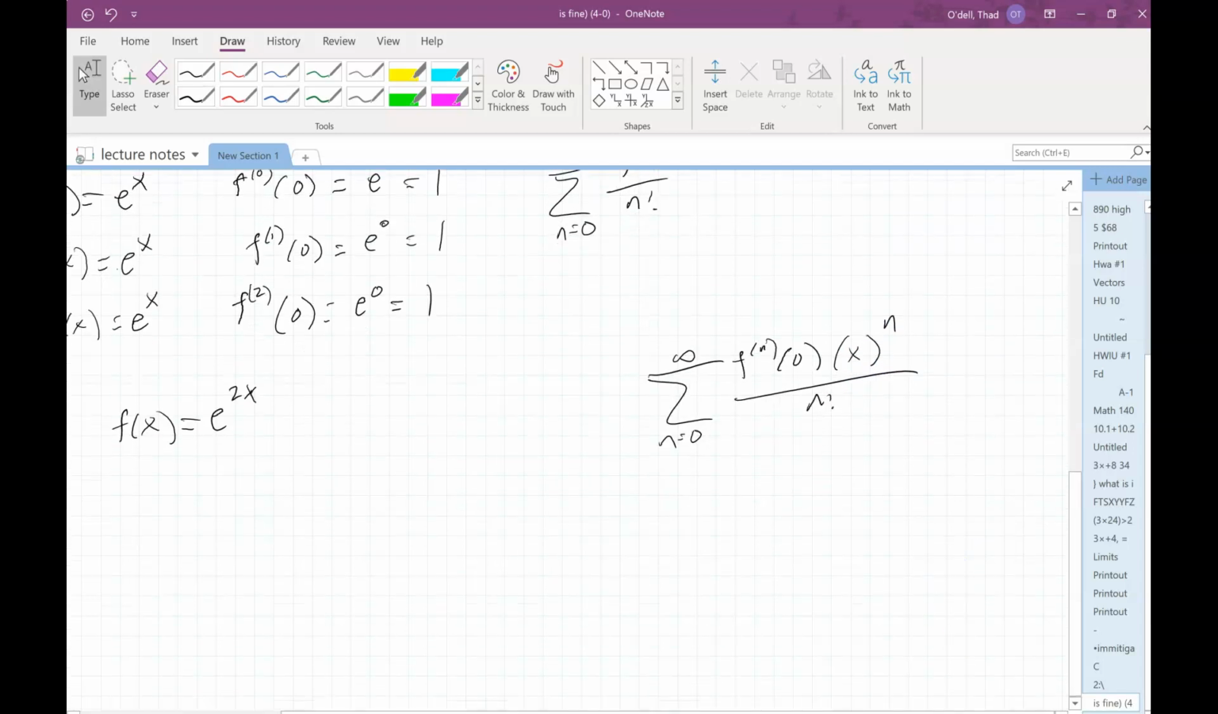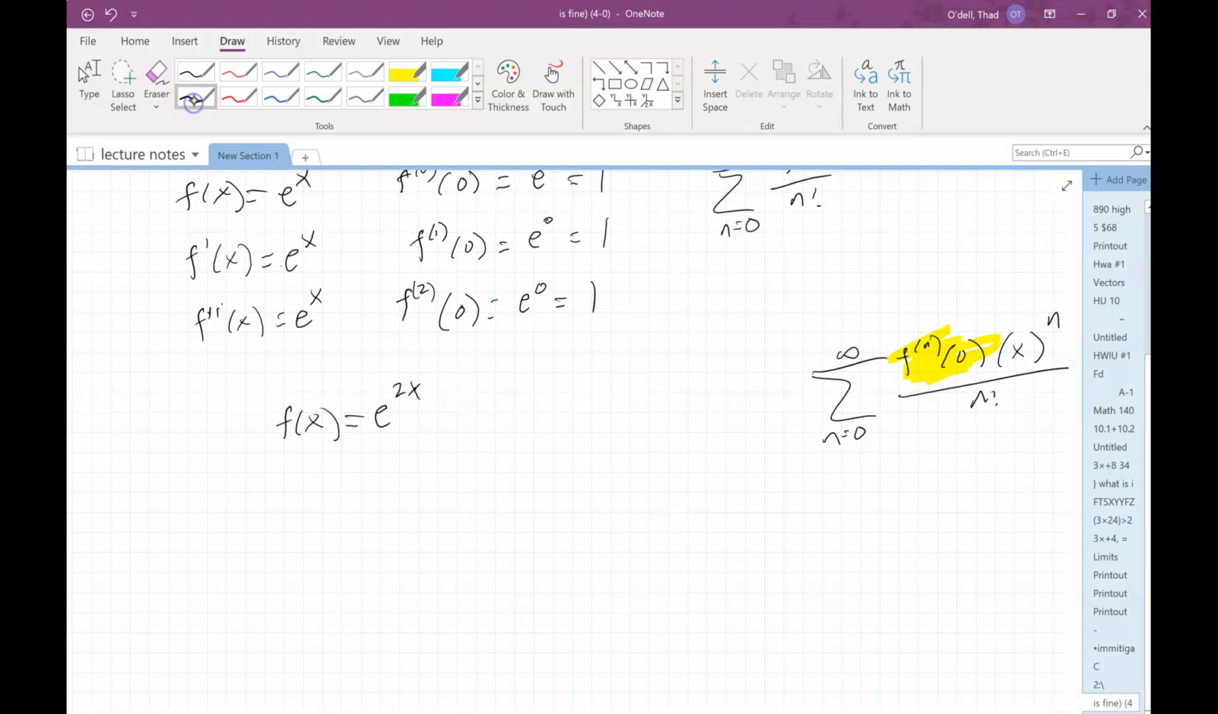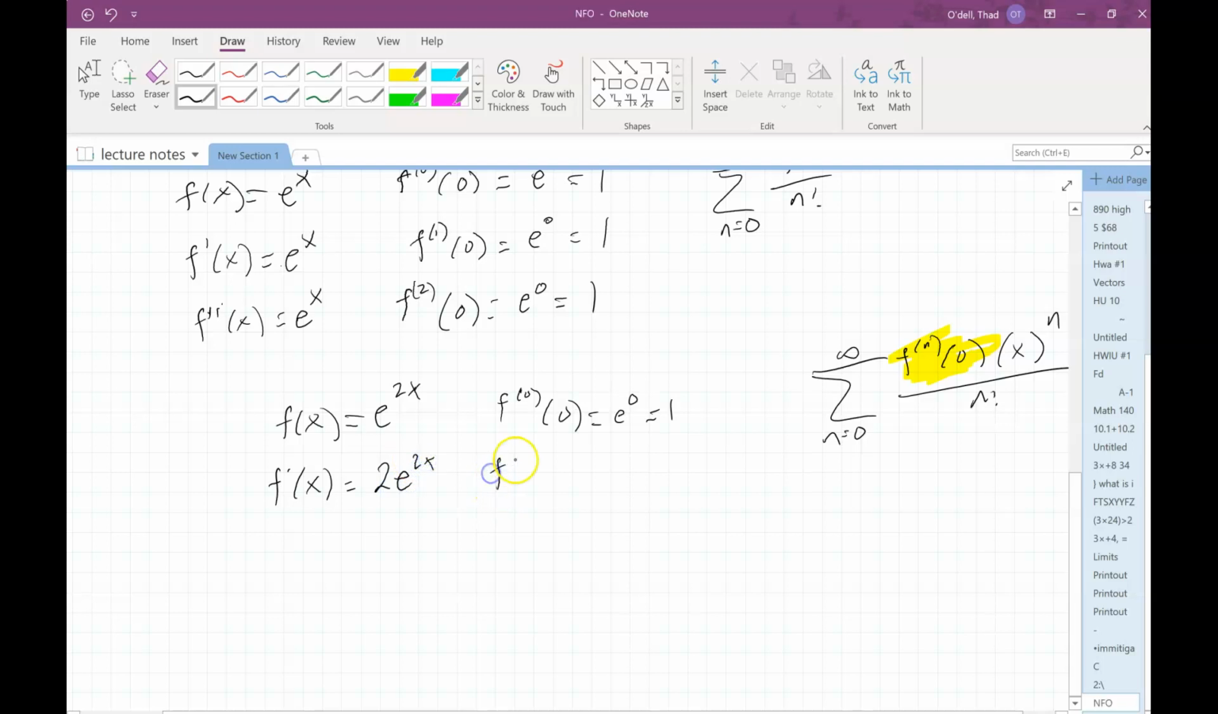Okay, so I need to figure out the yellow part again. That's the part I don't know. So I go over here and begin taking derivatives. So f of x, the 0 order derivative, evaluated at 0 would be e to the 0, because 2 times 0 is 0, which would just be 1. Now f prime of x would be 2 times e to the 2x. So then my first order derivative evaluated at 0 would be 2 times e to the 0, which would be 2 times 1, which would just be 2.